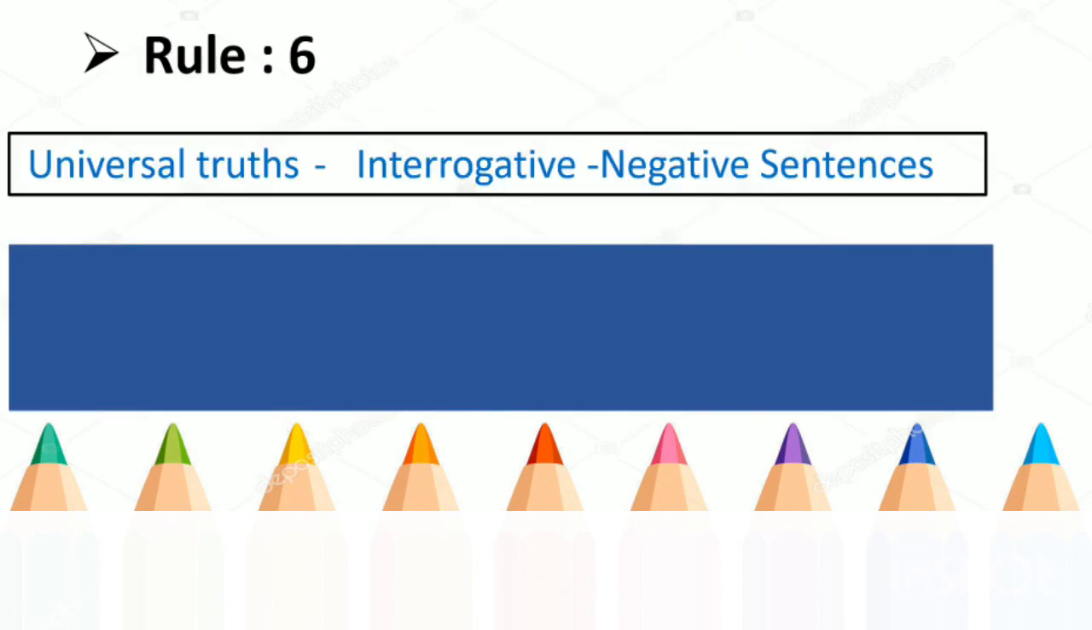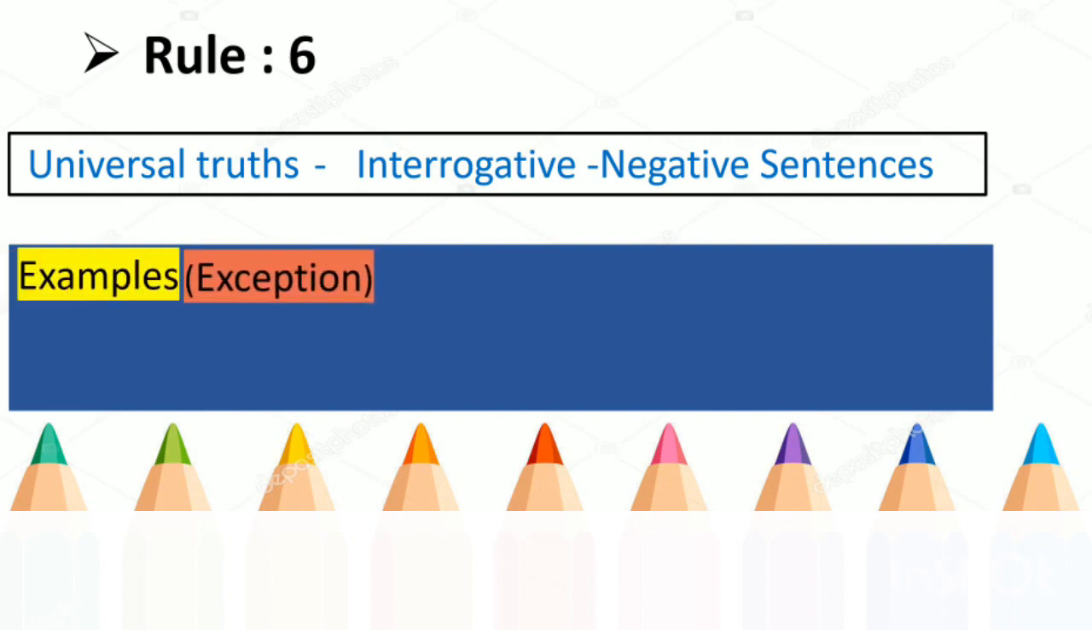Number 6. When we are given universal truths, we cannot turn the sentence only into negative. Along with that, we will have to make it interrogative also. So it will become an interrogative negative sentence. For example, these kinds of sentences are very exceptional. Generally, you will not find such sentences. Wherever you find a universal truth, there only you have to do so.